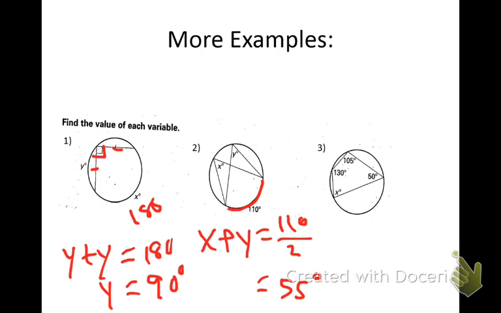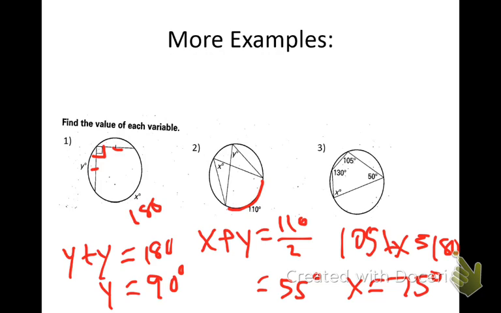Right? Then on the third one here, this quadrilateral is inscribed in the circle, so we know the opposite angles are supplementary. So we would take 105 plus X equals 180, solve, X equals 75. All right? Any questions on those? Okay, that's it on the notes.